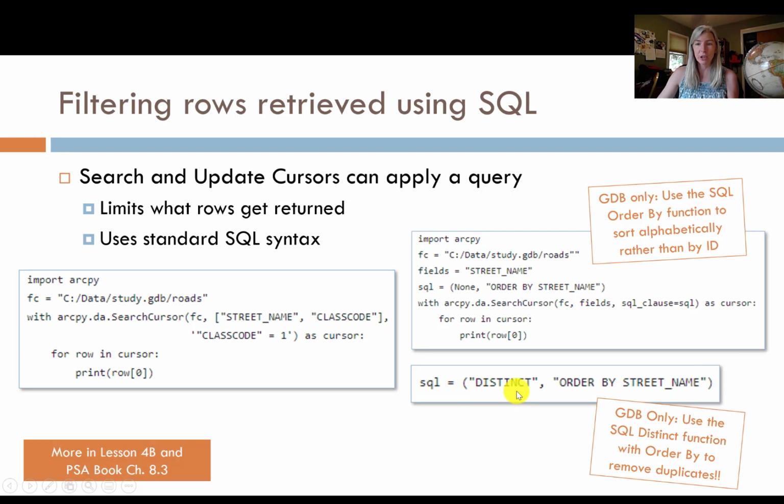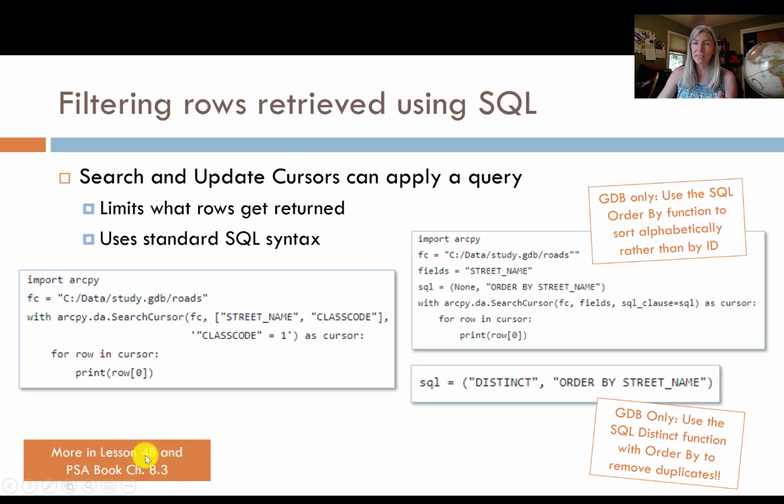So if you're creating a cursor and you only have one field that you're looking for, distinct is a really nifty way, which I just learned about and I'm excited to use it. It's a way to remove duplicates. It's a way to get a unique list of values. So there's a lot more on this. I really suggest taking a look at section 8.3 in the book.